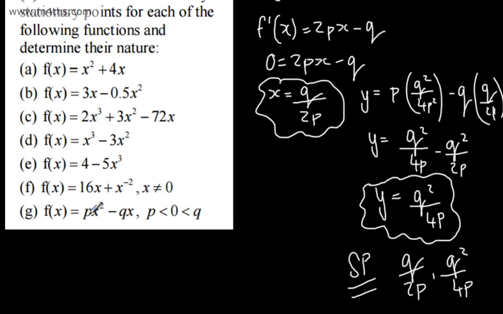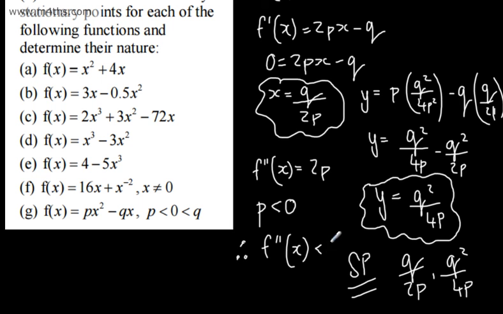Okay, now with this, we could take the second derivative if we want. If we just consider what we're going to get now, f double dash of x is simply going to be equal to 2p. Remember, this is a function of x, so the derivative of 2px is just 2p. The derivative of negative q is just going to give us 0. So f double dashed of x is 2p. We know that p is less than 0. Therefore, we can say that f double dashed of x is going to be less than 0. Therefore, this is going to be a maximum.